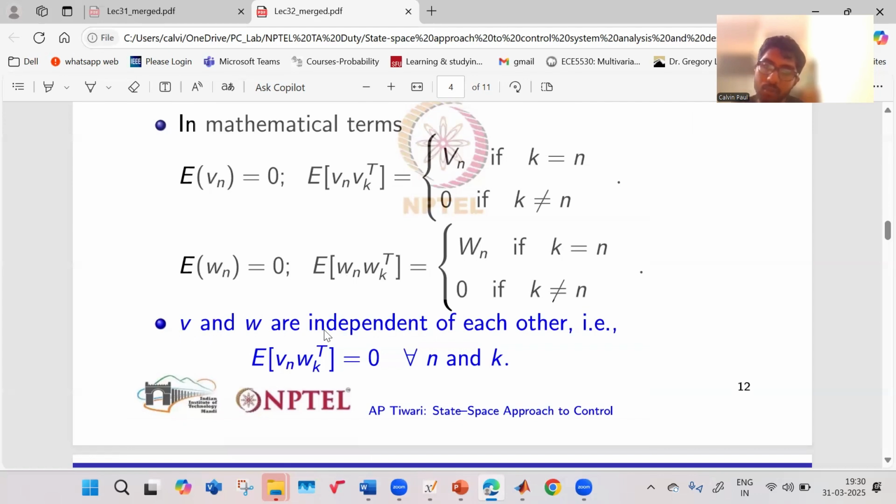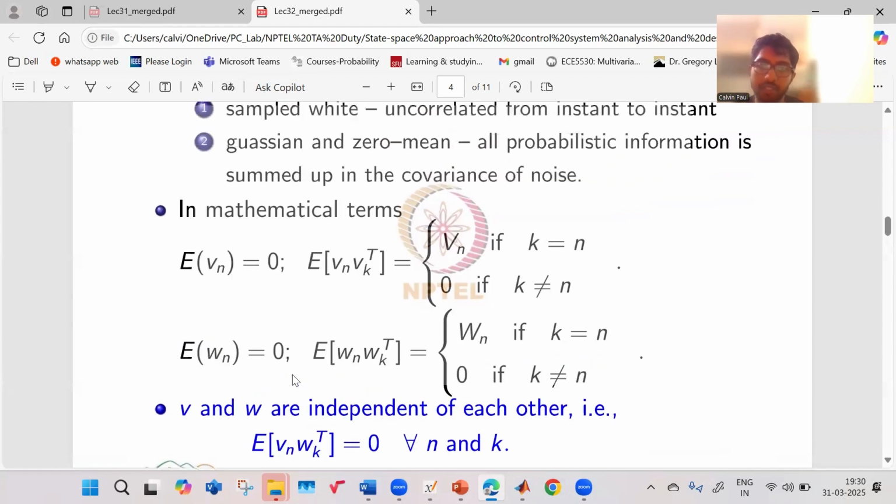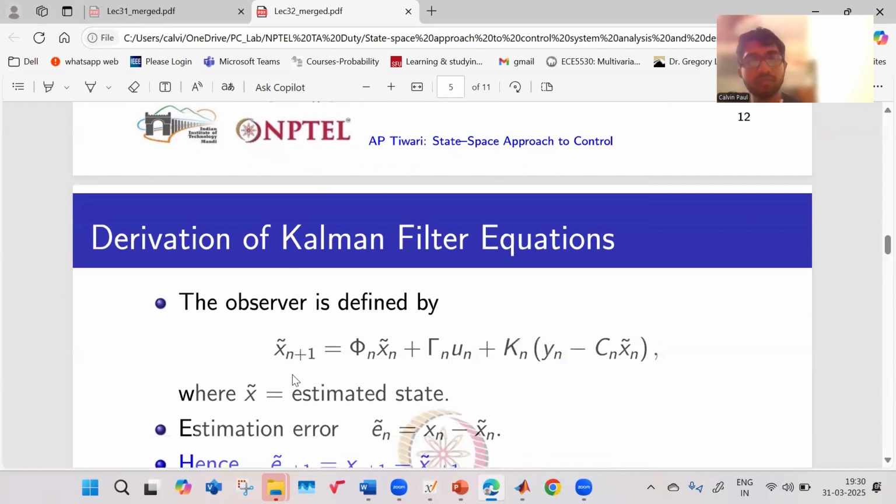Similarly, what does it mean? V and W are independent of each other. That is, the noise at the input at 7:30 doesn't depend on the noise at the output at 7:30. Similarly, it doesn't depend on the noise at the output at 8 o'clock or at 7 o'clock. They're independent. So noise at the input is independent of the noise at the output, regardless of any time. Okay, this is what I'd like to tell. This is what these equations mean. Right? Okay.